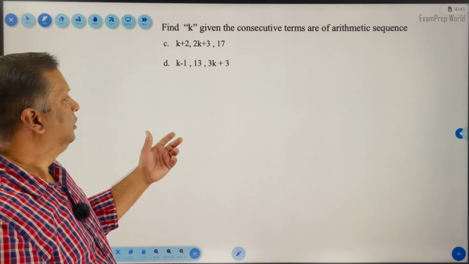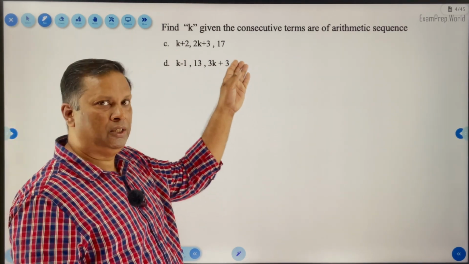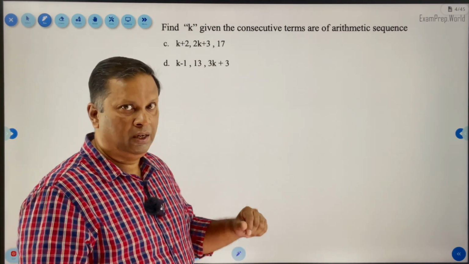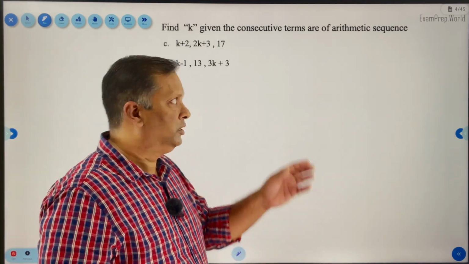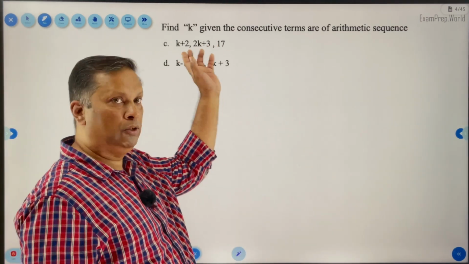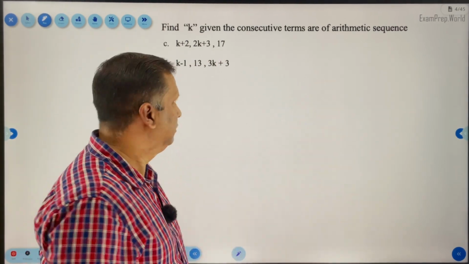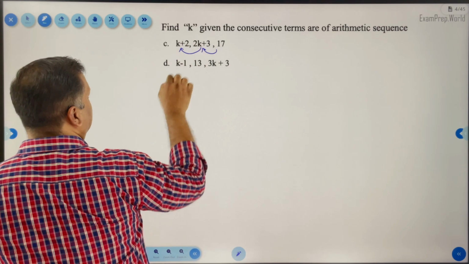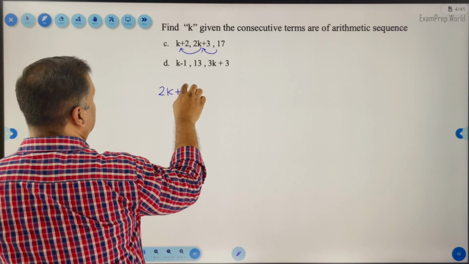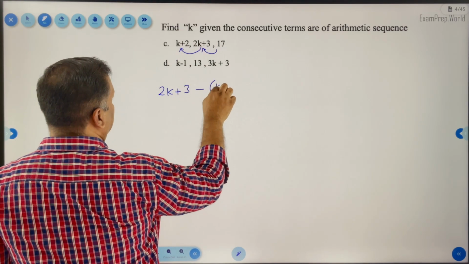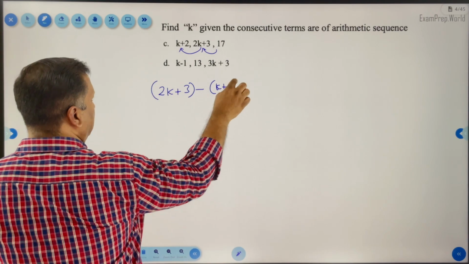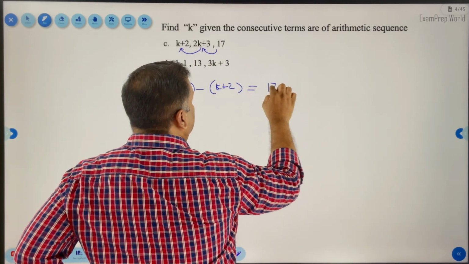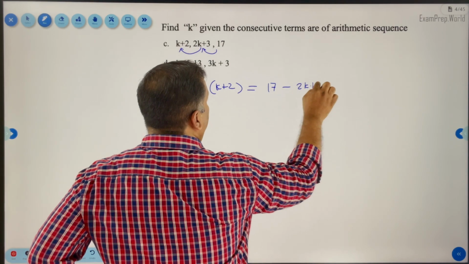Now, here you see they have given 3 terms and they say that they are terms of a sequence. So the common difference will be the same, and if the common difference is the same, then second term minus first term should be equal to third term minus second term. Let's do that. We'll subtract this and equate with this. 2k plus 3 minus k plus 2, this is second term minus first term, should be equal to 17 minus 2k plus 3.